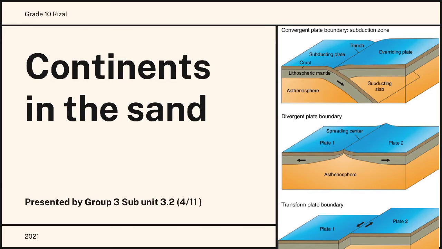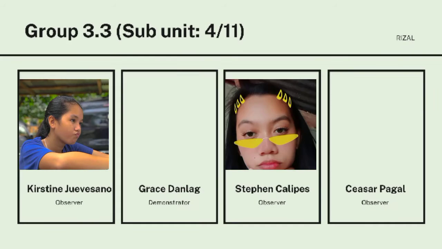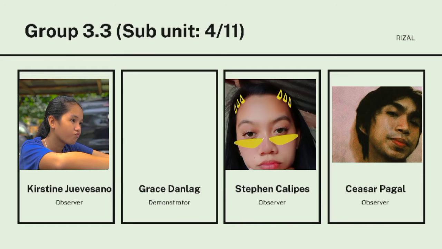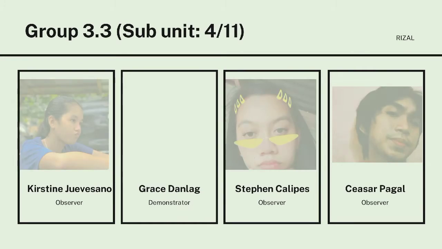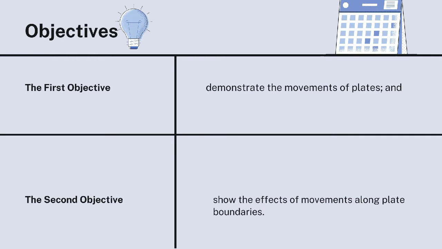Here are my group mates who were assigned on this laboratory activity, namely Kirstine Revesano, Grace Danlag, Stephen Calipes, and Cesar Pagan. In executing this laboratory activity, here are our objectives. Objective number 1 is to demonstrate the movements of the plates, and our second objective is to show the effects of movements along plate boundaries.